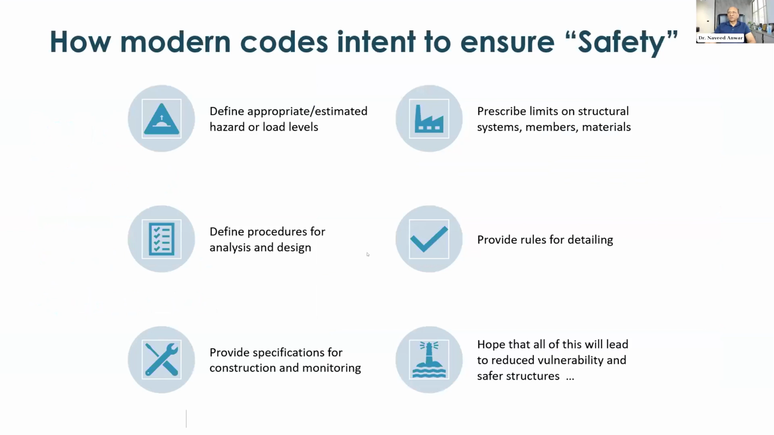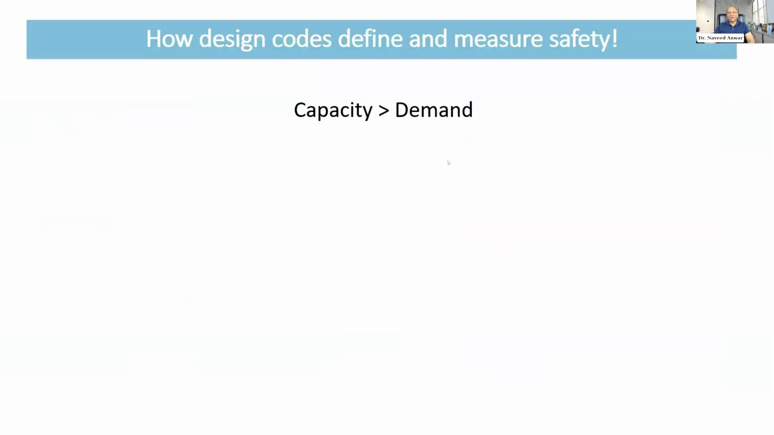So if you see how codes look at safety, you look at many things: appropriate estimate of the hazards, defining the procedure for analysis and design, providing specifications for construction and monitoring, safe rules for detailing especially, and limits on structural member strength and so on. So all this is covered in the codes. But the basic perspective is capacity should be more than demand, whether it's a brittle capacity, the strength-based capacity, or ductility-based capacity. Both should be more than the demand.